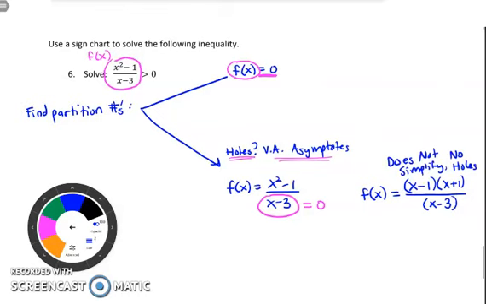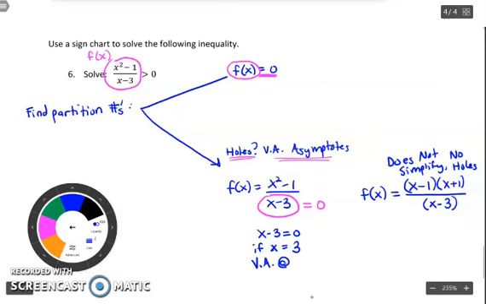But there are definitely values of x that would make this denominator equal 0, which would cause a vertical asymptote. So x minus 3 is going to be 0 if x is equal to a positive 3. So there would be a vertical asymptote at x equals positive 3. So that's going to become a partition number on our number line.